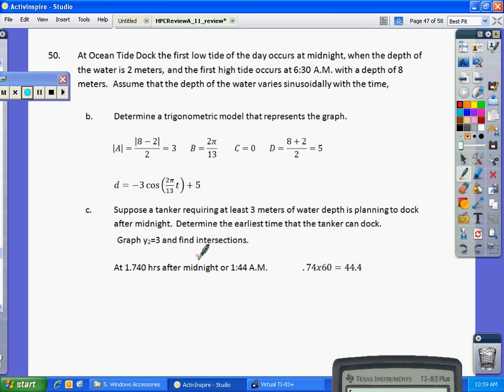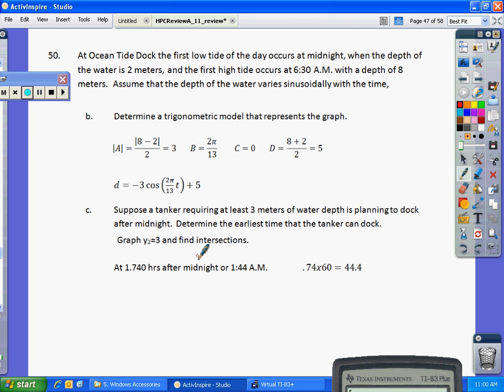Because I'm starting at a minimum value, I'm going to use a cosine. So the phase shift is 0. To find the vertical shift, it's max plus min divided by 2. So 8 plus 2 is 10 divided by 2 is 5. So my equation is d equals negative 3 cosine of 2 pi over 13 t plus 5. It's negative because I'm starting at a minimum value.